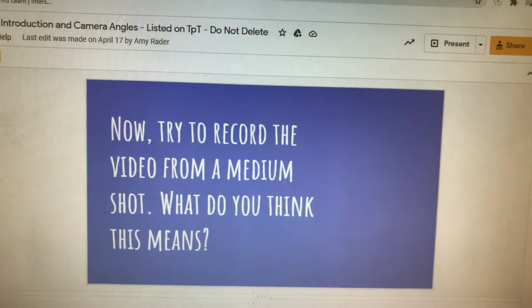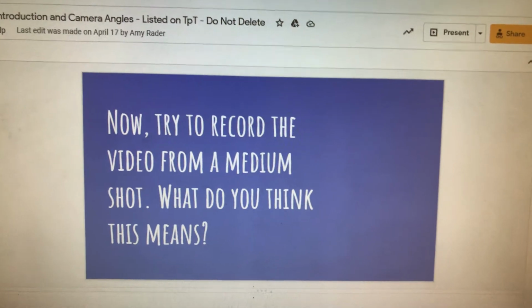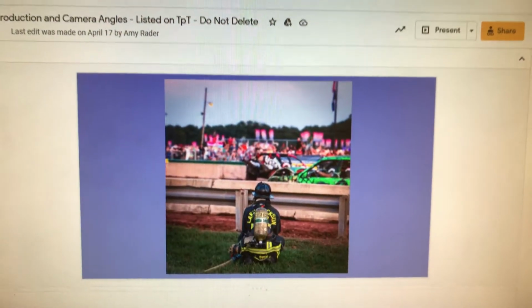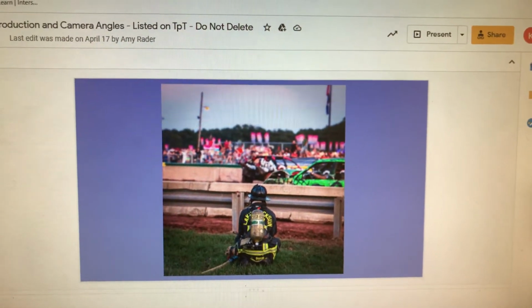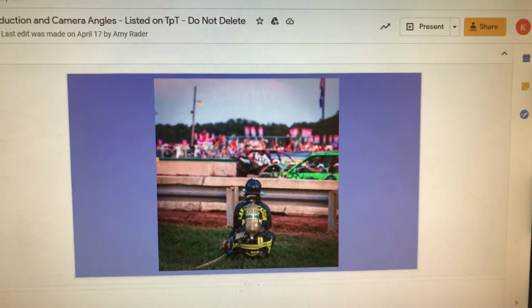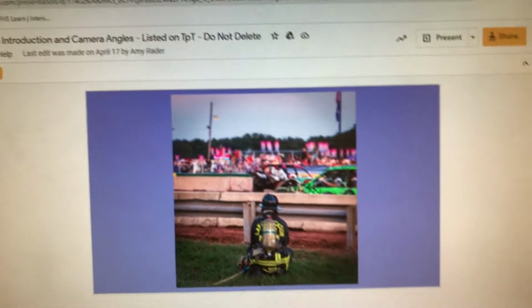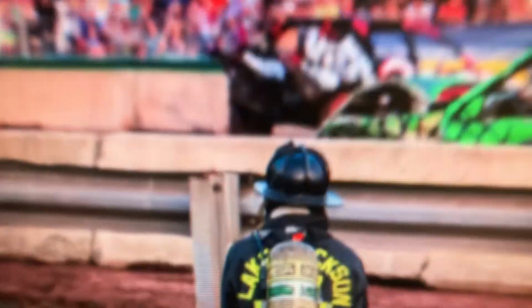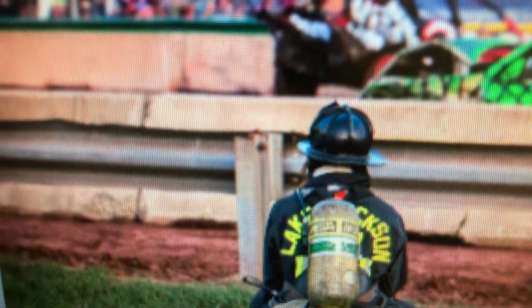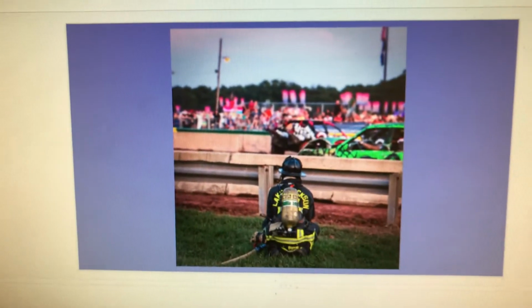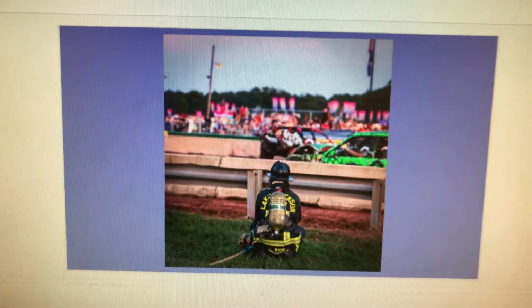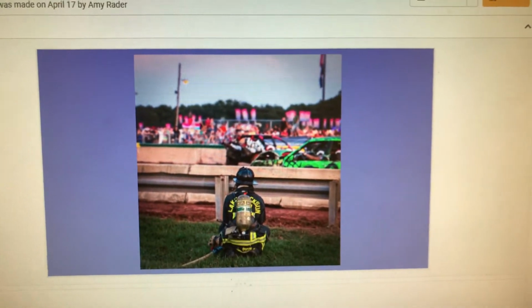Now, what might a medium shot be? Well, a medium shot is that happy in-between. A medium shot isn't so large that we see the entire area, but it's not so close that all we see is the firefighter either. We need to be able to see a healthy balance of the two. This is what a medium shot is.